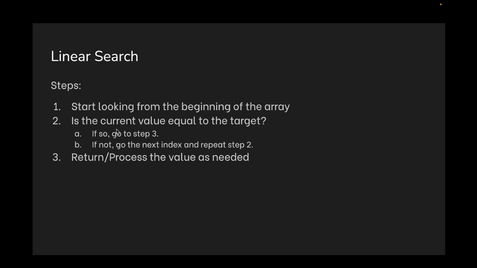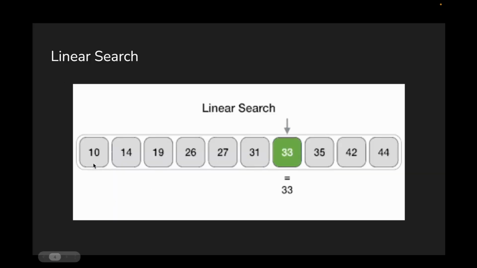If that current value is equal to the target, then we go on to step 3, which is to return or process the value as needed, so do whatever we want with it. But if the current value is not equal to the target, then go to the next index and repeat step 2. So step 2 is this current step.